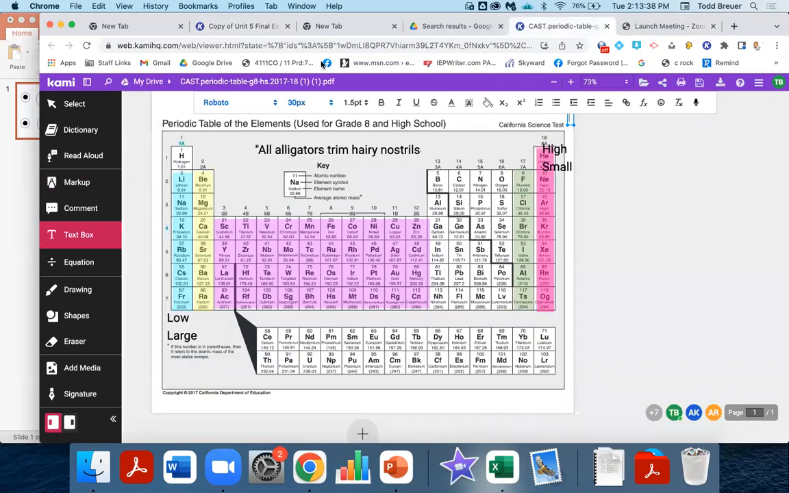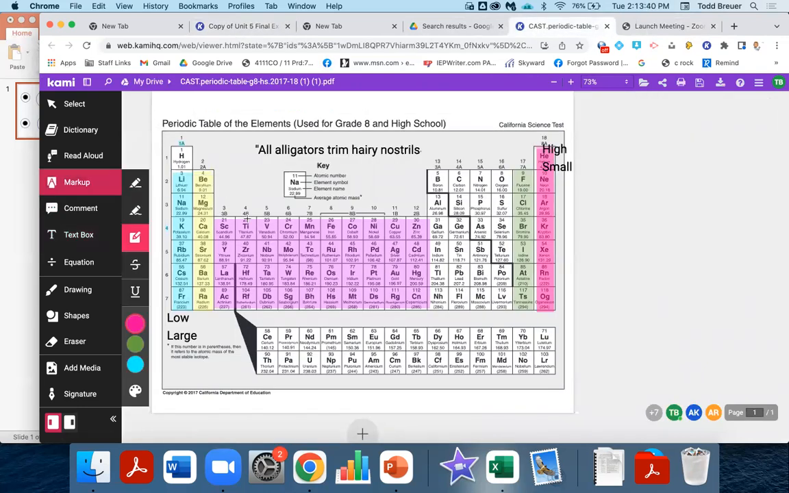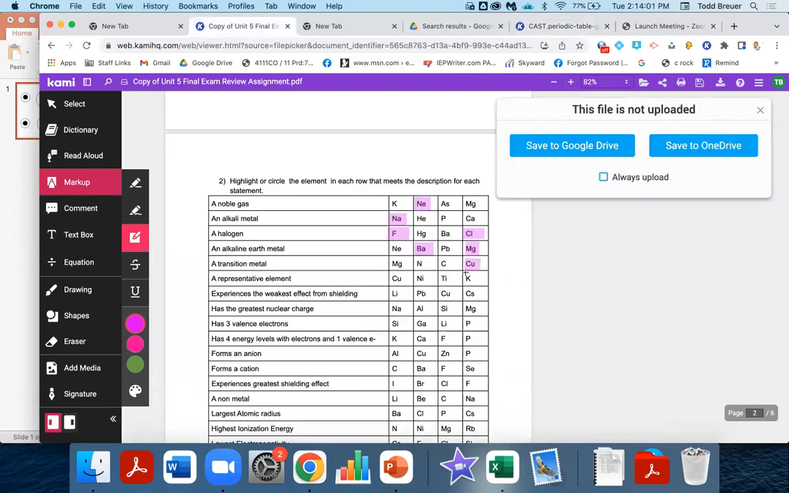Representative element. The easiest way to know if something is a representative element is to know where the transition metals are. Any element that's not a transition metal in the inner body here, highlighted in purple, if it is in a group that we call an A group, that's what our representative elements are. So when we go back to look at the assignment, the only element located in an A group would be potassium there.